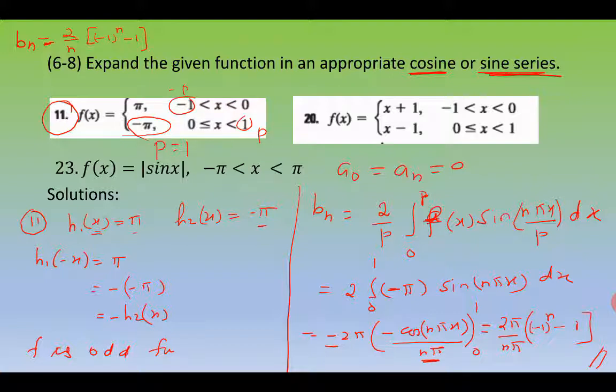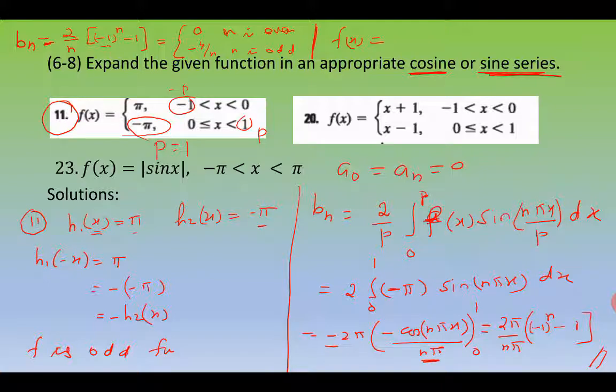You can write this as 0 when n is even and minus 4 by n when n is odd. It is possible because when n is odd, minus 1 to the power odd number will be minus 1, minus 1 minus 1 is minus 2, minus 2 into 2 will be minus 4 over n. Is it possible? Now what is the function f of x?